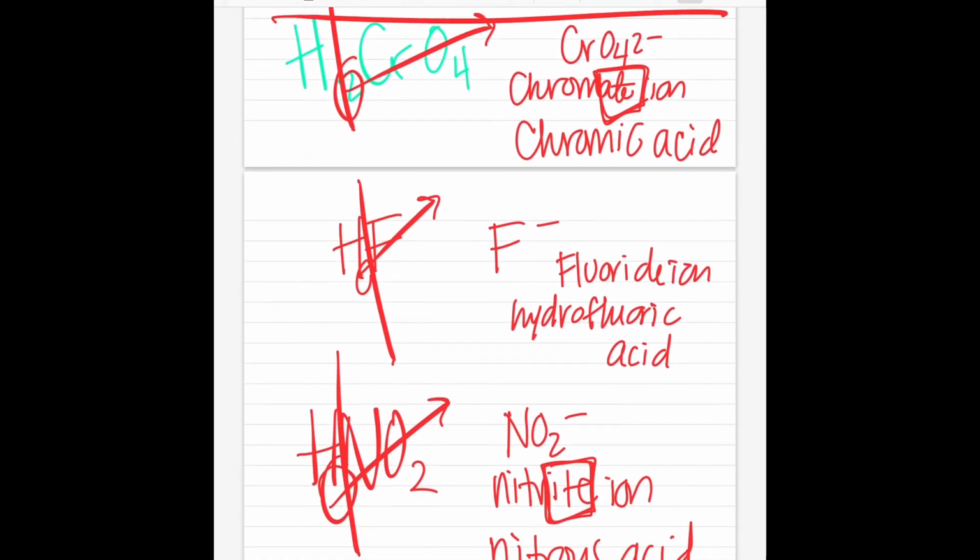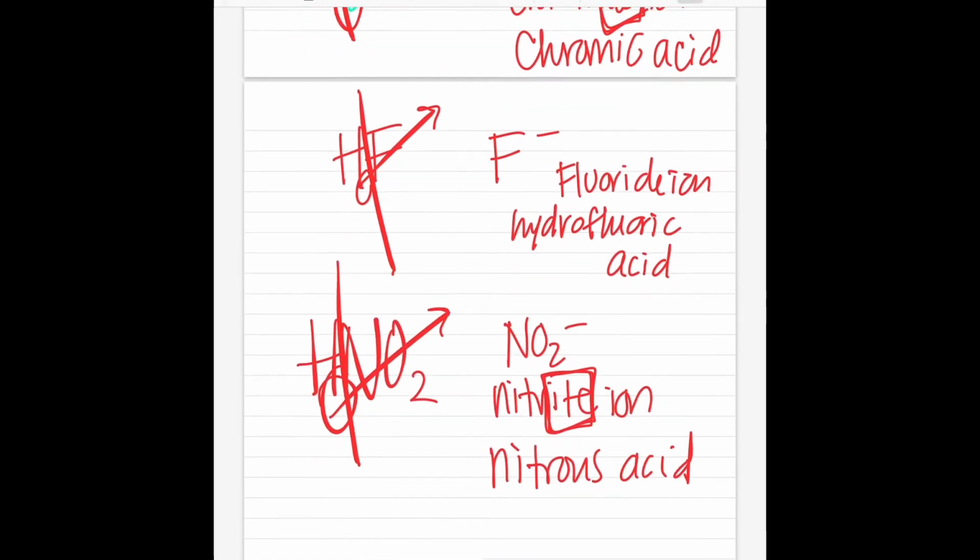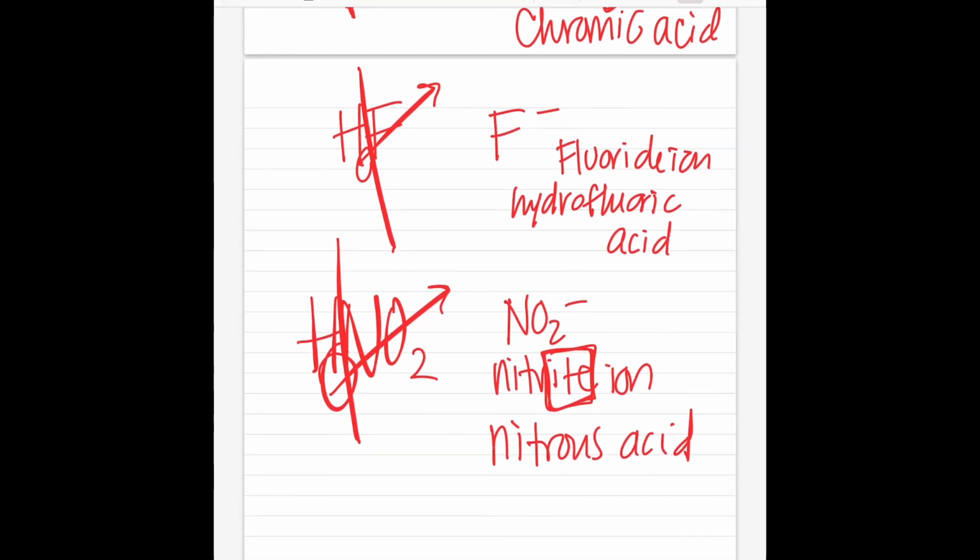How do you know something's an acid? There's an H in the front. How do you make something an acid? You put an H in the front. All right, so let me give you a couple. I'll give you 2 where you have to give me the name, 2 where you have to give me the formula. Let me go ahead and write them down.